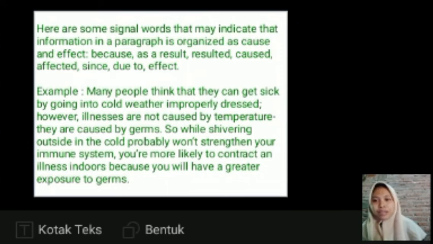This is an example paragraph for cause and effect. Many people think that they can get sick by going into cold weather improperly dressed. However, illnesses are not caused by temperature. They are caused by germs. So while shivering outside in the cold probably won't strengthen your immune system, you are more likely to contract an illness indoors because you will have a greater exposure to germs.